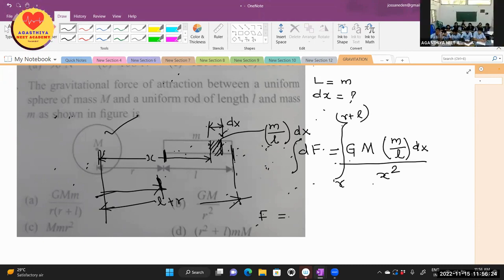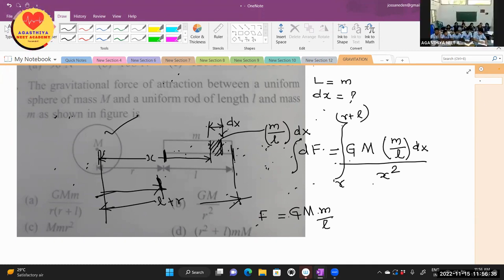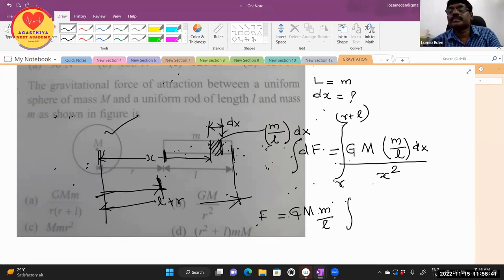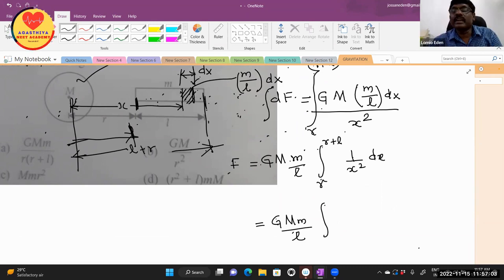dF becomes F. Capital G, capital M, and small m over L are constants. The function is x. Therefore, we have G M m over L times the integral of 1 by x squared dx. Before integrating, let us simplify again.